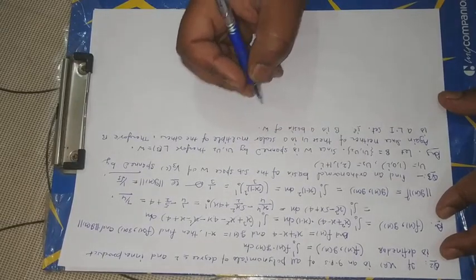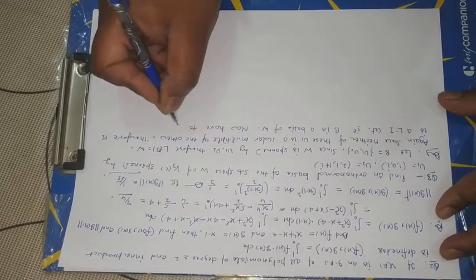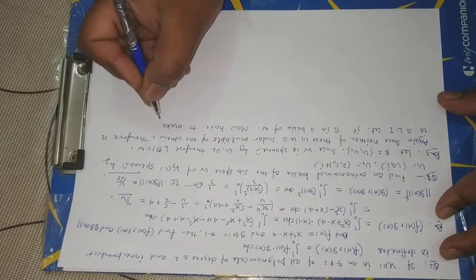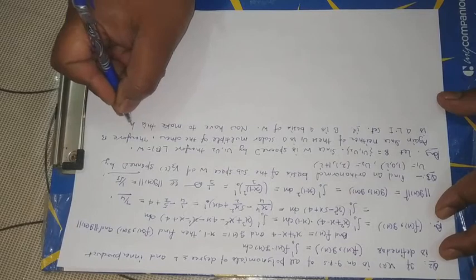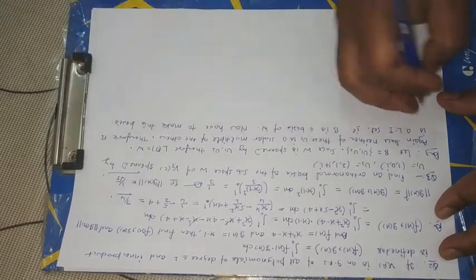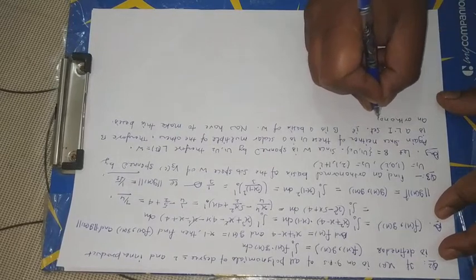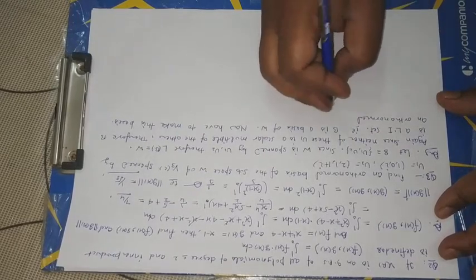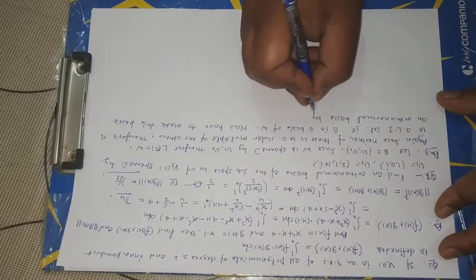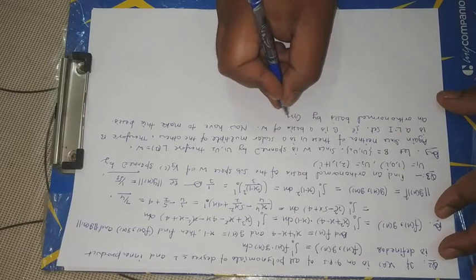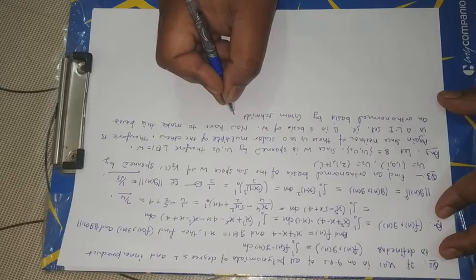Now we have to make this basis an orthonormal basis by the Gram-Schmidt process.